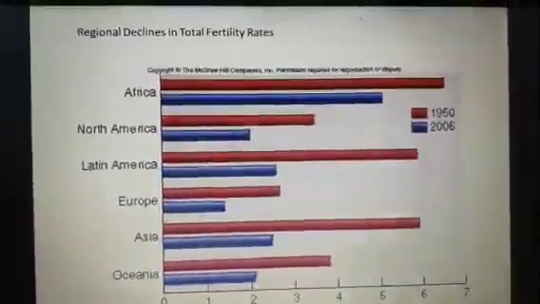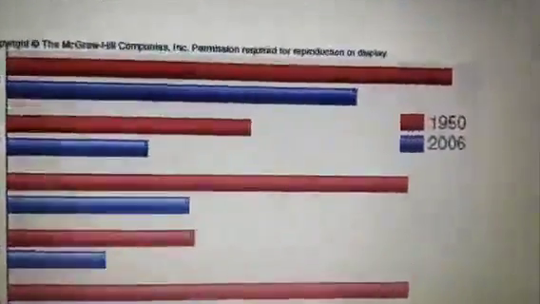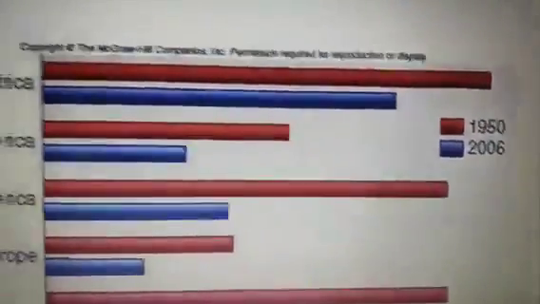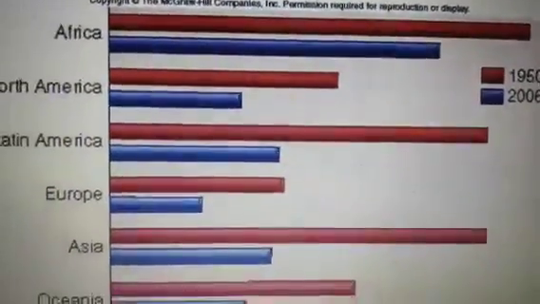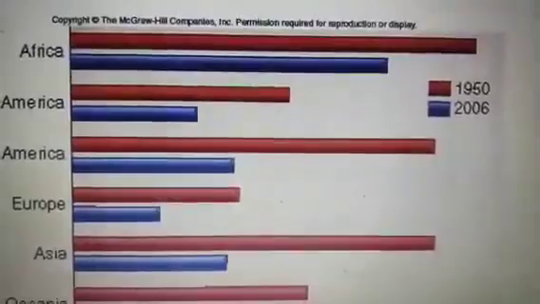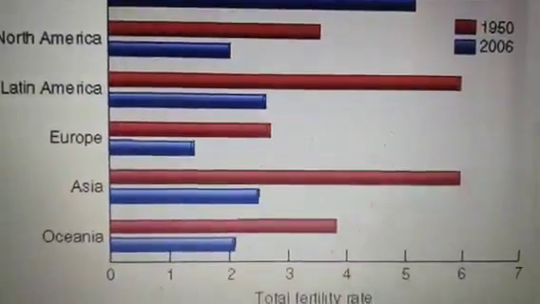And this is fertility rates. You can see 1950 and 2006 data for Africa's fertility rate, North America's fertility rates, Latin America's fertility rates, and Europe and Asia's fertility rates.